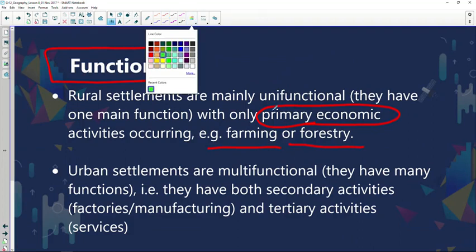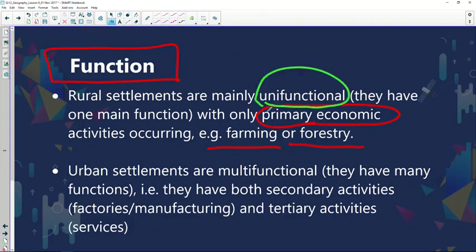So what do we say? It's unifunctional. There's only one main function, and that's primary. So the main function on that piece of land is to farm crops. Now, secondary activities, which we're going to discuss a bit later in the next lesson, is where we take this crop and we turn it into maize or into bread. And tertiary activity is selling the product, for instance, shops.